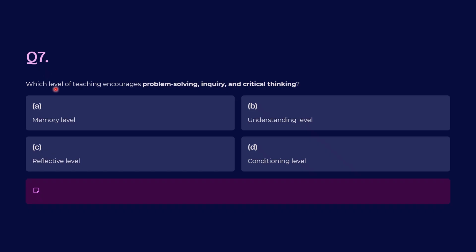Our seventh question is: which level of teaching encourages problem solving, inquiry and critical thinking? A. Memory level, B. Understanding level, C. Reflective level and D. Conditional level. So the correct answer is option C, reflective level. Reflective level teaching is the highest level of teaching. It develops critical thinking, creativity, problem solving and research orientation.